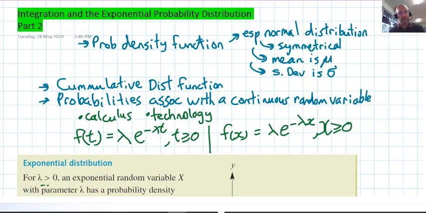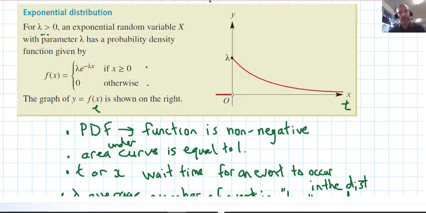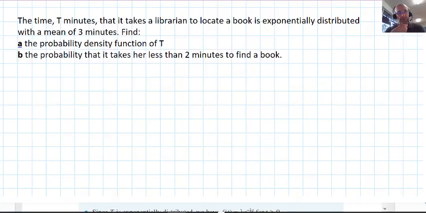This is the second of two videos about the exponential probability distribution using integration. Last time we learned about the exponential distribution, and you can see its makeup there, and this all relates to the previous video. Make sure you've seen that. This video is essentially some worked examples to help illustrate some of the former points and draw out a couple of new subtleties.